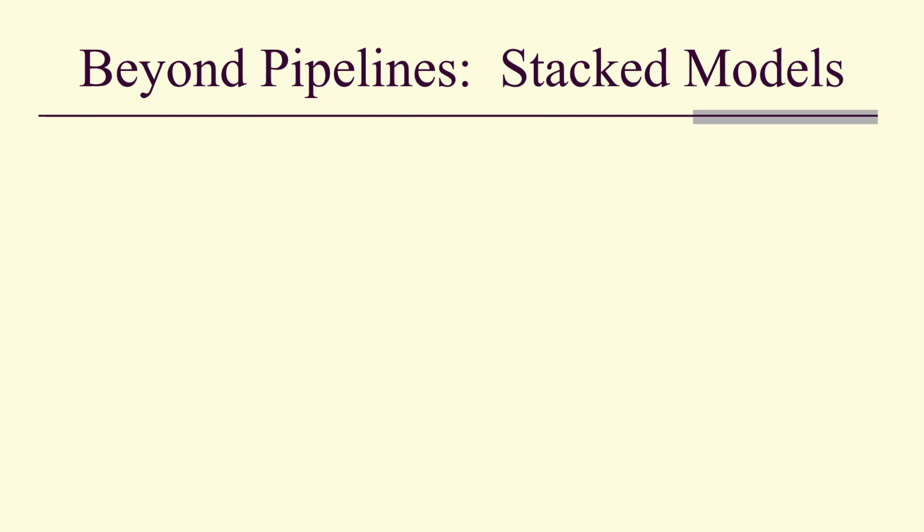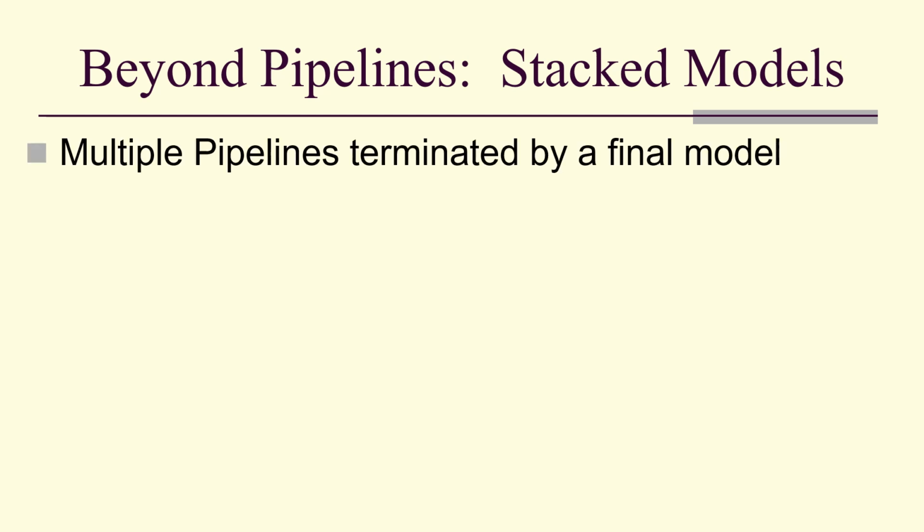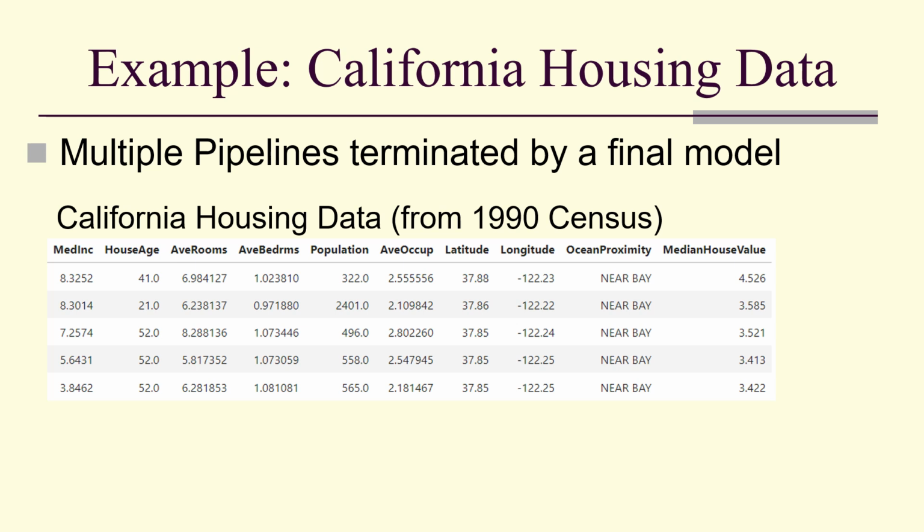So let's go beyond pipelines to stacked models. These are where we have multiple pipelines terminated by a final model. For example, the California housing data. Here you see our features. We have one categorical, which is ocean proximity, next to the end, and the last is the median house value. That's what we want to predict.